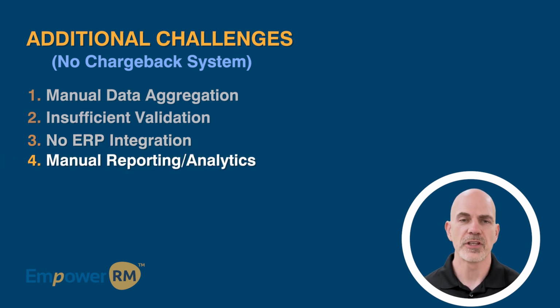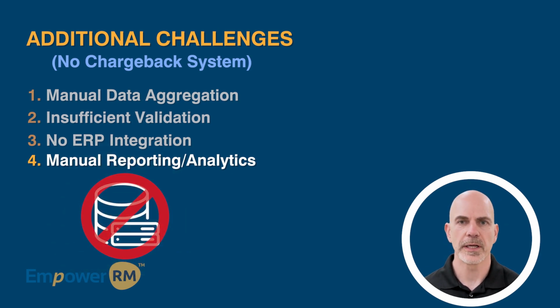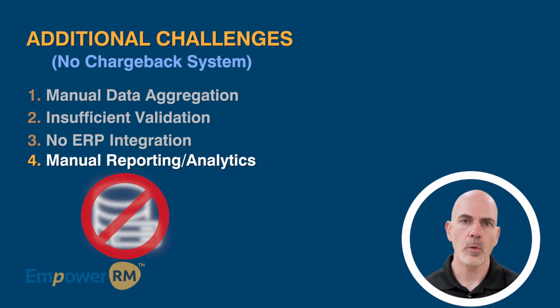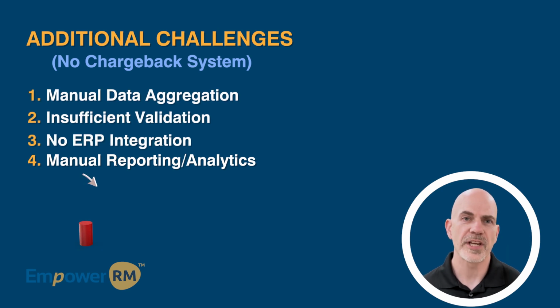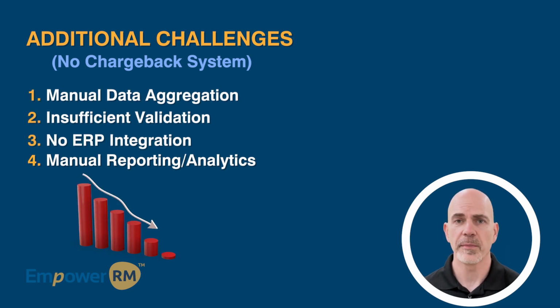The fourth challenge is manual reporting and analytics. Since the data is not stored in a centralized database, all reporting must be done manually. Based on the limitations of spreadsheets, over time this will become more and more difficult, and at some point, not even possible. All of these challenges create lost revenue for pharma manufacturers, whether it's wasted time from manual processes, not being able to properly dispute chargeback discrepancies, or possibly sending incorrect data to government agencies.